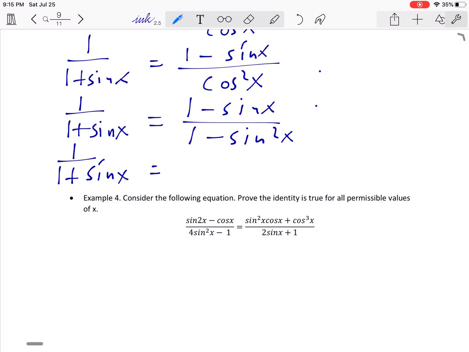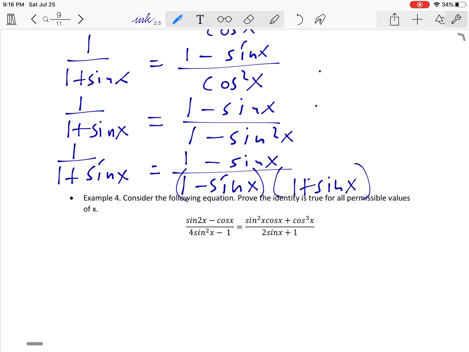And so now, again, you have to remember your factoring. If you look at the bottom, 1 minus sine squared x, that is a difference of squares. So remember, a squared minus b squared equals a minus b, a plus b. So this is going to be 1 minus sine x over 1 plus sine x. Okay, so I just factor that using a difference of squares.